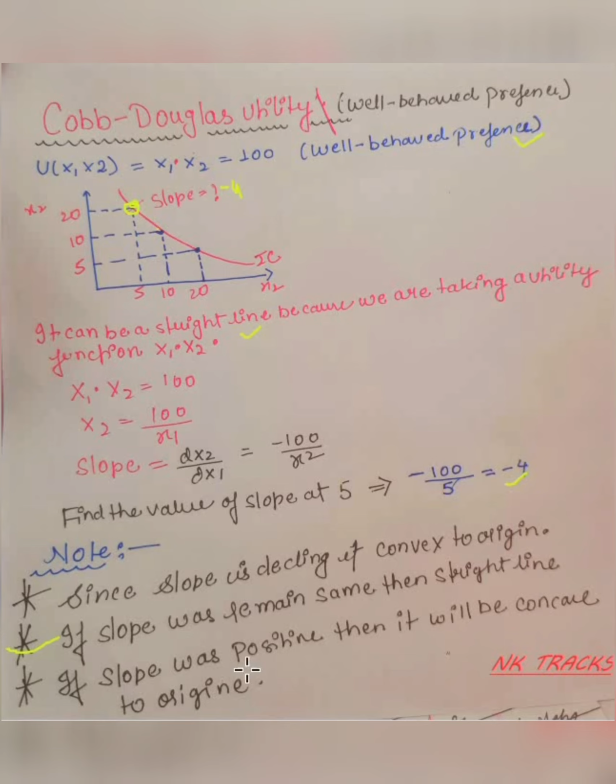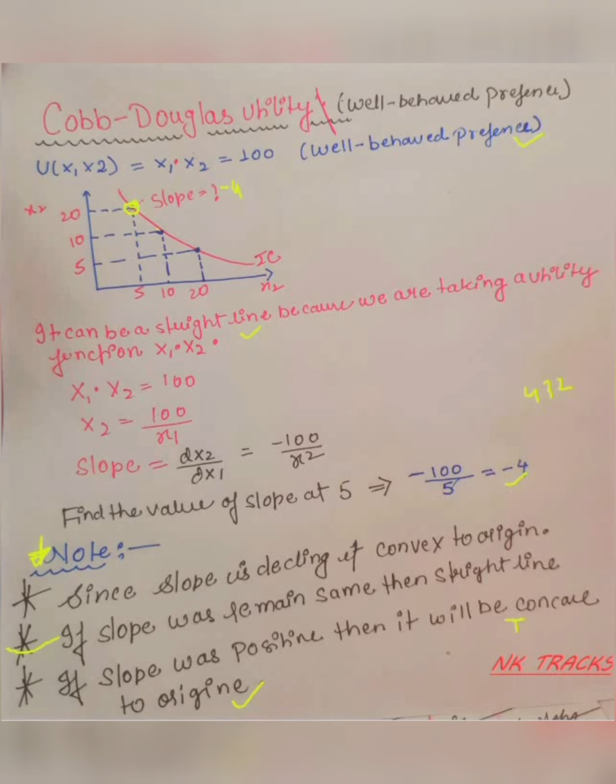And if we get values in a positive way, like 2, 3 or 4, it will not remain convex to the origin. The indifference curve will turn out to be concave to the origin. So always remember this point, it's very important.